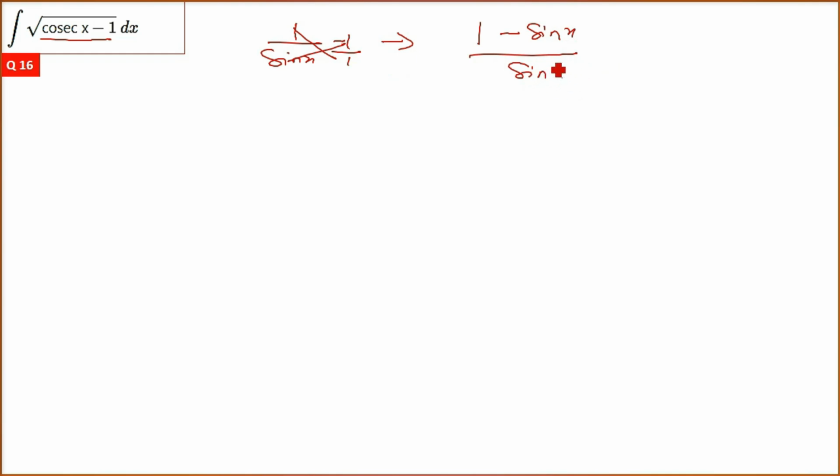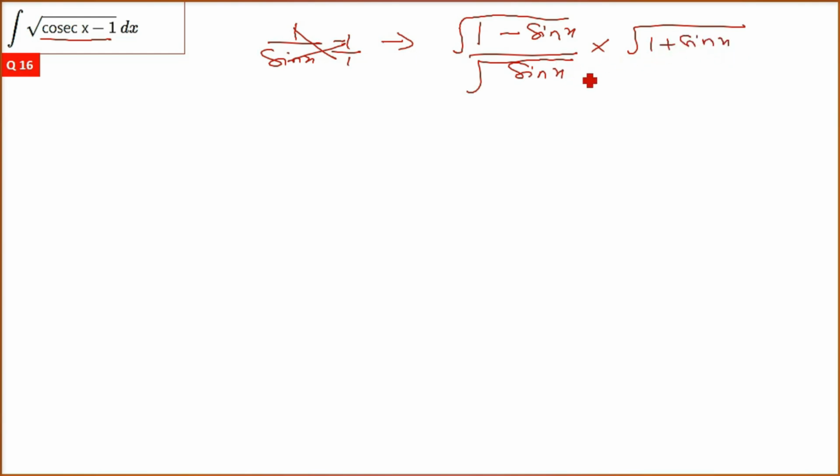I'm just trying to tell you what we are going to get, because we have to find a way so that we can integrate it. Right now under root cosec x minus 1 is not integrable easily. So we have to make it in a certain way. So we need to rationalize it. Why are we rationalizing it? I'll tell you right now in a bit.